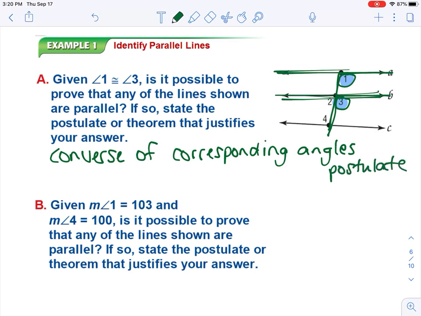To say that our two lines, A and B, are parallel. Your homework, you'll have to do both of these steps as well.